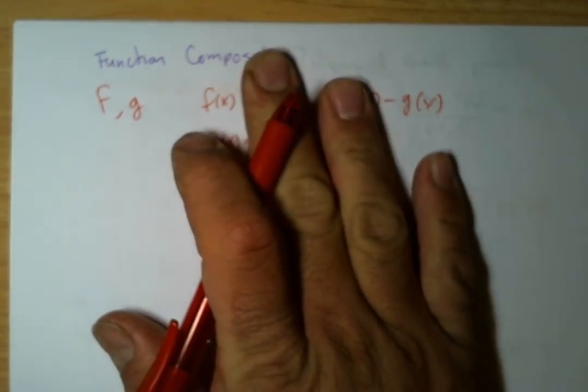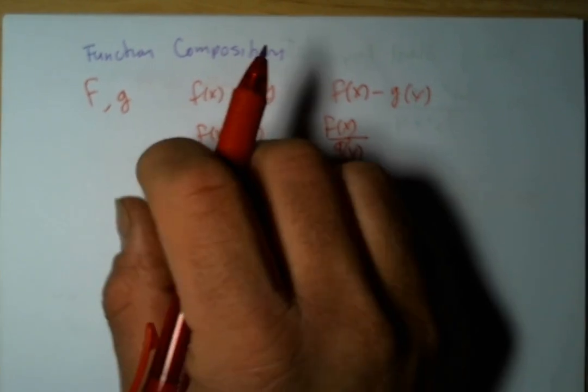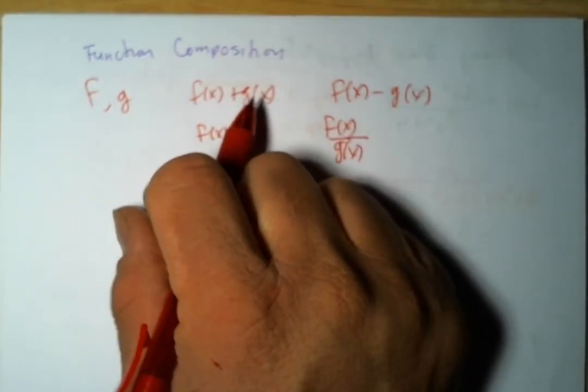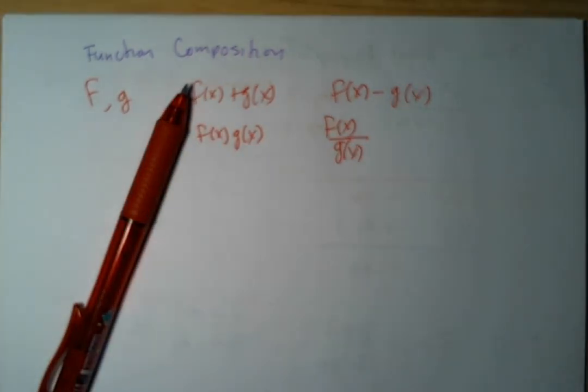All right, now, as it turns out, there's another type of operation that is not something that we do with real numbers. It's specific to functions, and that's what's called a composition.